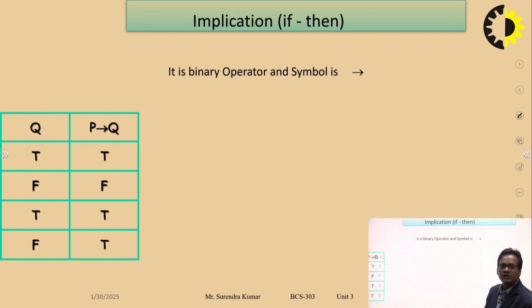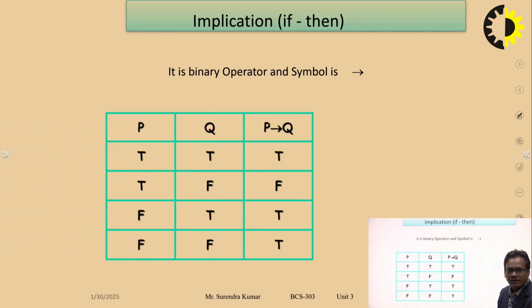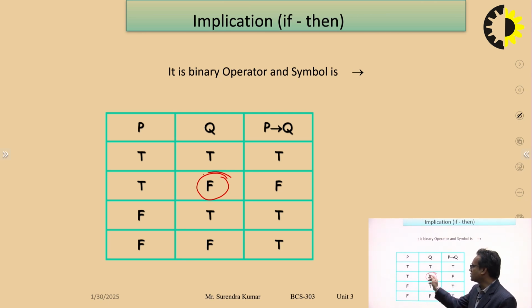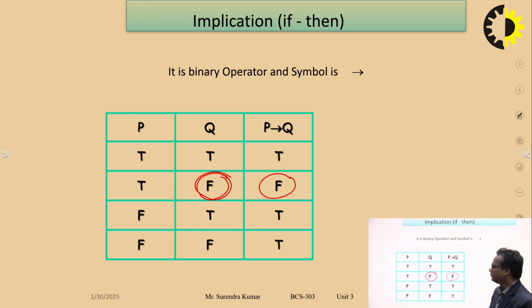Implication basically works on the sequence of P and Q. If we are using P implies Q, then if Q is false, only then will it be false. Otherwise, it will always be true. The second condition, if false, then only it will be false. Otherwise, it will always be true. I hope you will recognize P implies Q.